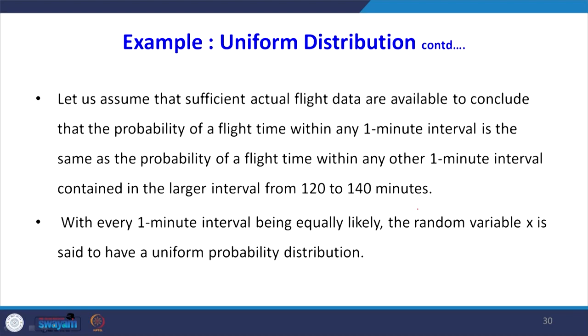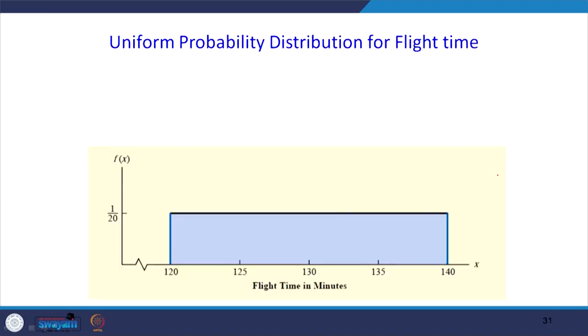That means, in any small interval you should have the same value. If in any one interval the probability is the same, then in another 1 minute interval the probability is the same. With every 1 minute interval being equally likely, the random variable x is said to have a uniform probability distribution. So, the upper limit is 140, lower limit is 120. So, 1 divided by (140 minus 120), which is 20. So, the height of this rectangular distribution is 1 divided by 20. The starting value a is 120, b value is 140.